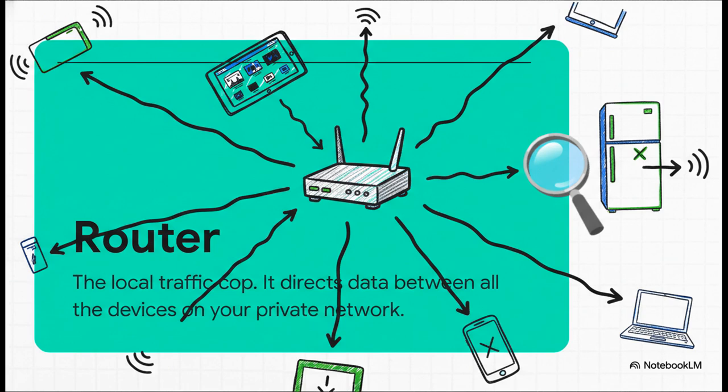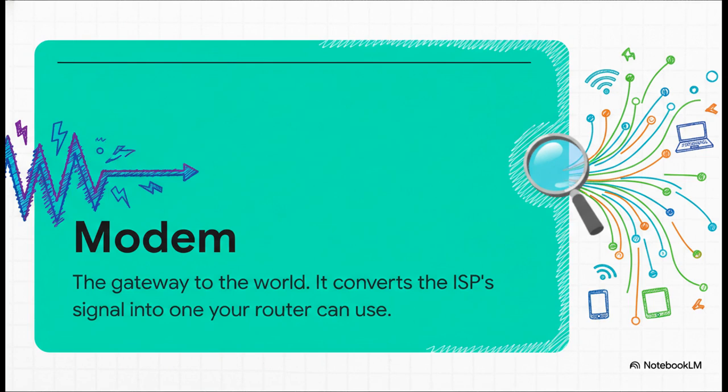Its main job isn't to talk to the outside world, not yet. It's all about managing the traffic between your own devices, making sure that Netflix stream goes to your TV, your email goes to your laptop, and your music goes to your smart speaker. Now, to actually get out of the house and onto the internet, you need this guy, the modem. If the router is the traffic cop, the modem is the gateway to the world. It's like a translator. It takes whatever kind of signal your internet service provider sends you, whether it's coming over a phone line or a TV cable, and it converts it into a language your router can understand.